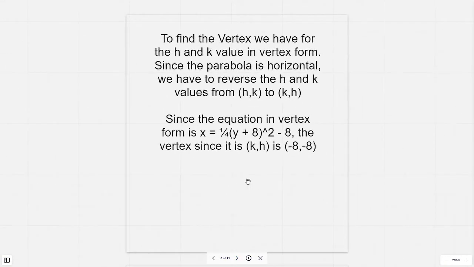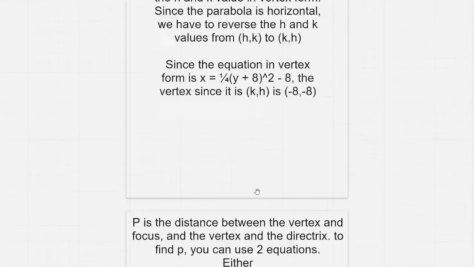To find the vertex, we have the values h and k in vertex form. Since the parabola is horizontal, we have to reverse the h and k, so instead of h comma k for the vertex, it is k comma h. Since the equation in vertex form is x equals 1/4 times (y plus 8) squared minus 8, the vertex, since it is k comma h, is negative 8 comma negative 8.